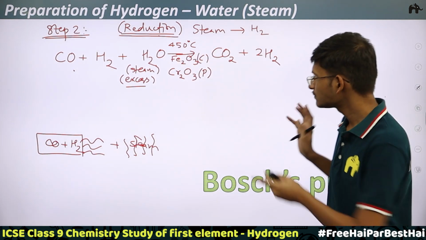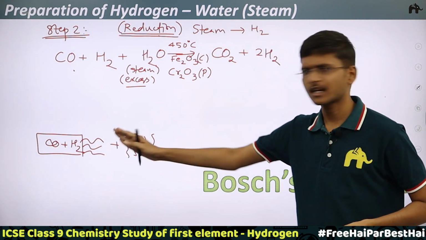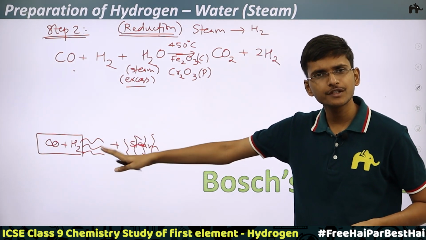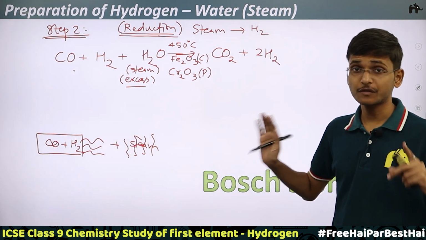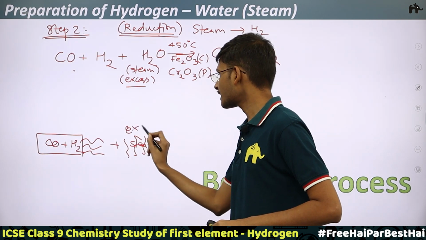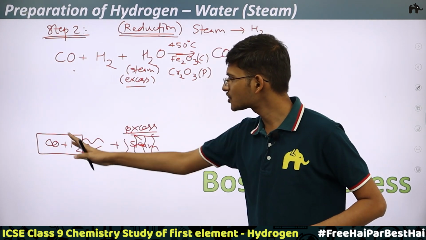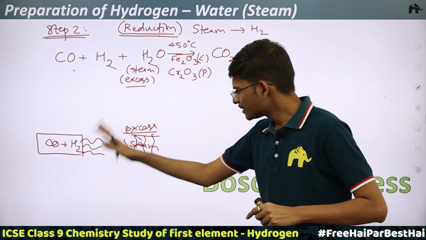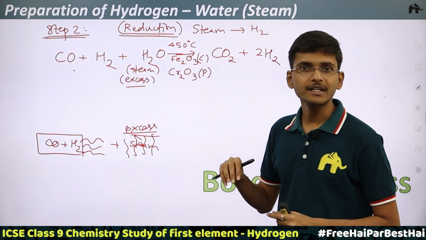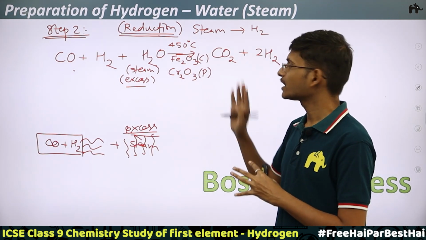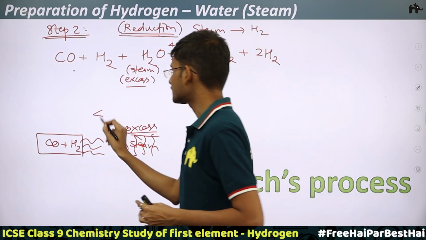So how is step 2 carried out? What I have told you is that carbon monoxide and hydrogen gas, the mixture of these two gases, is syngas. This gas is mixed with an excess of steam, and this mixing takes place under these conditions. The temperature is maintained at 450 degrees Celsius.